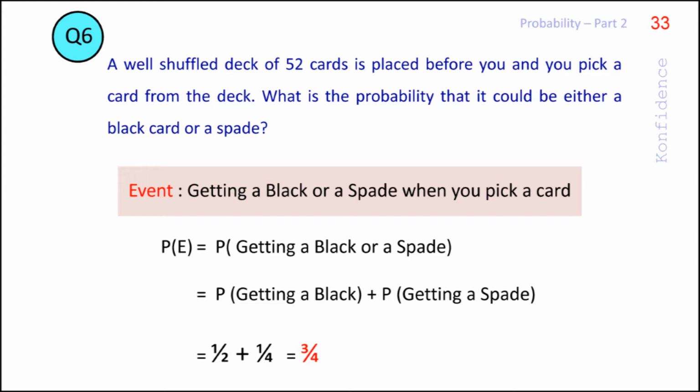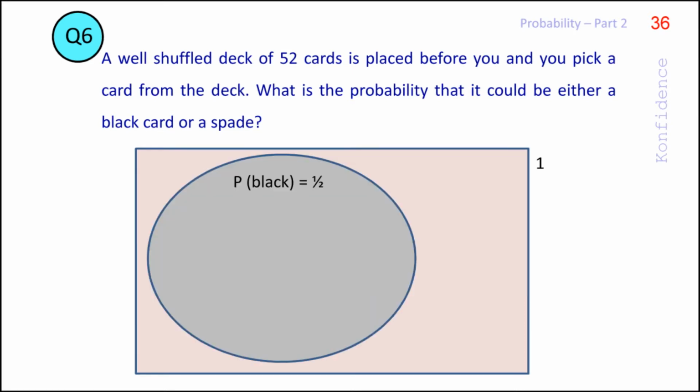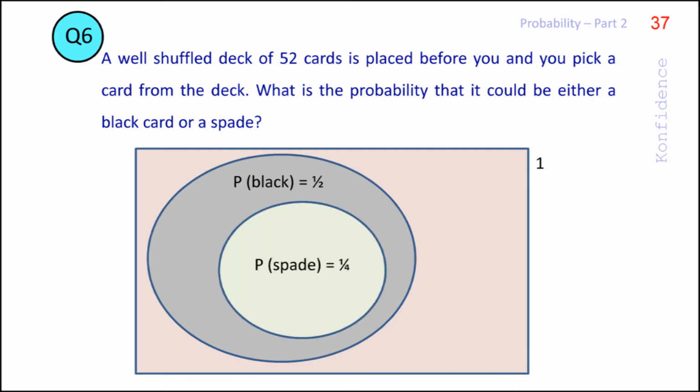If yes, think again. Check whether you have overlooked something here. See the figure given in the slide. The probability of picking a card is indicated by the rectangle. That probability is 1 because you will surely pick a card and so it is a sure event. The probability that the card you pick is black is 1 by 2. That is indicated by the oval within the rectangle. Probability that the card you pick is a spade is 1 by 4. Now, note where this is marked. It is completely within the first oval. That is because all the spades are also black.